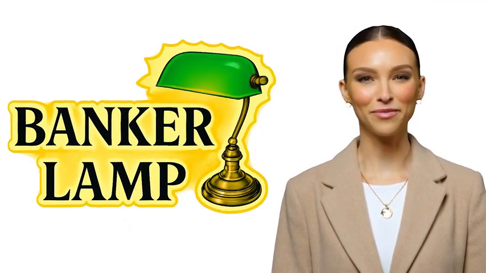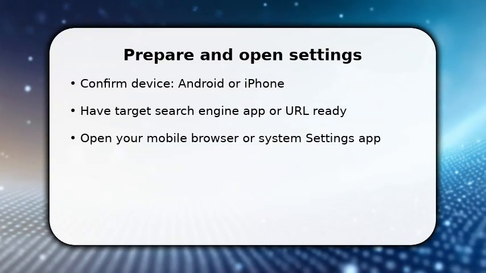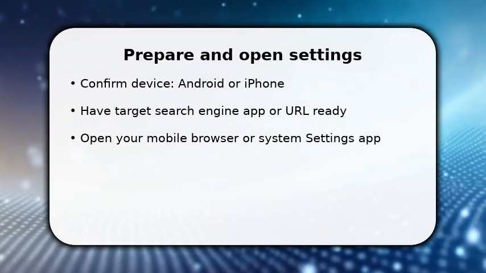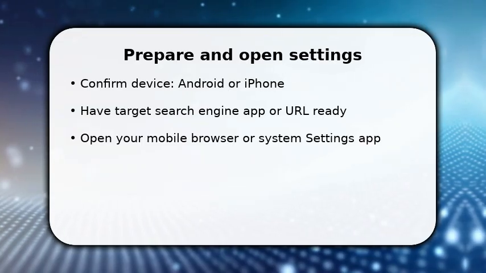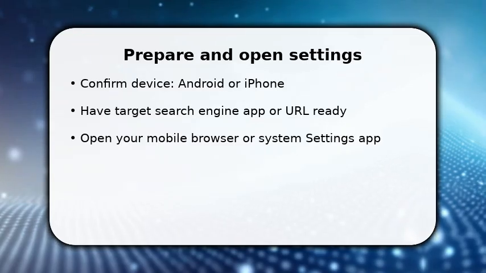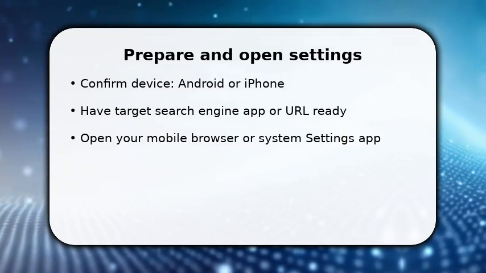Please enjoy the video. You'll start by confirming whether you're on Android or iPhone because the path differs. Once done, make sure the search engine you want is accessible, either as an app or a known URL. Now open Chrome, Safari, Firefox, or the Phone Settings app.